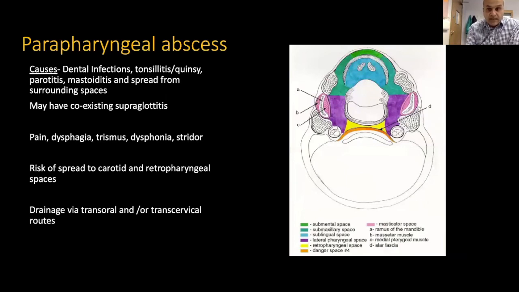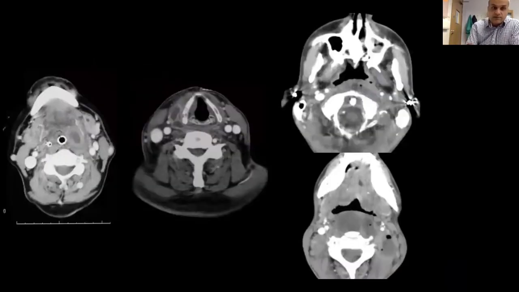Parapharyngeal abscess: again, parapharyngeal space, dental infection, tonsillitis, parotitis can also do that, mastoiditis, spread from surrounding structures. Can have coexisting supraglottitis, pain, dysphagia, trismus, stridor, and dysphonia. Risk to carotid and retropharyngeal spaces. Again, drainage, most of them will need a transcervical plus or minus a transoral route, depending on where it is spreading from.